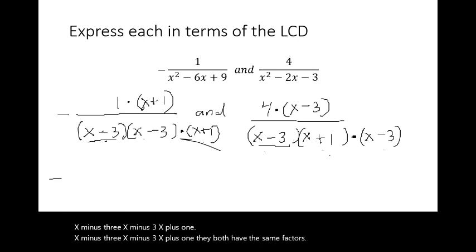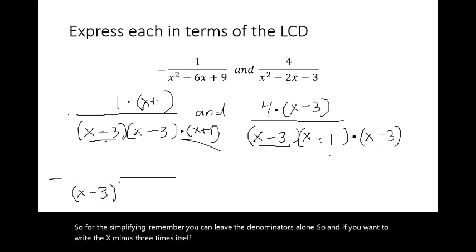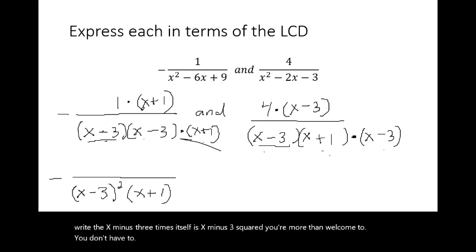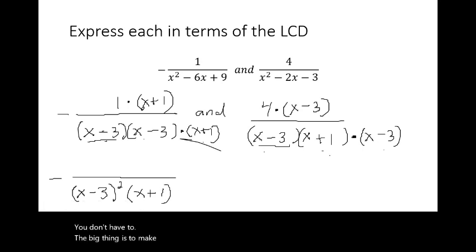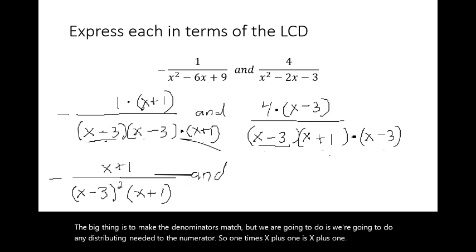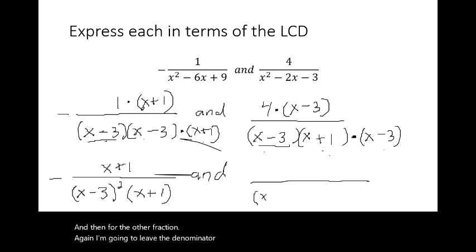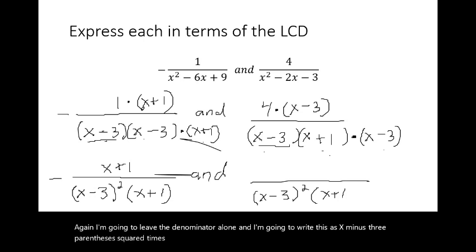So for the simplifying, remember you can leave the denominators alone. And if you want to write the x minus 3 times itself as x minus 3 squared, you're more than welcome to. You don't have to. The big thing is to make the denominators match. But what we are going to do is do any distributing needed to the numerator. So 1 times x plus 1 is x plus 1. And then for the other fraction, again, I'm going to leave the denominator alone, and I'm going to write this as x minus 3 parentheses squared times x plus 1.